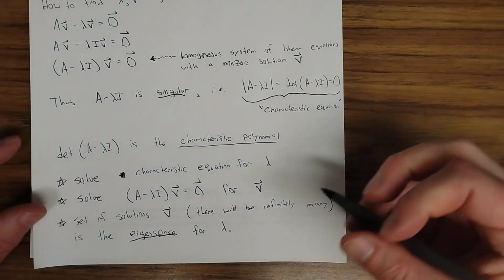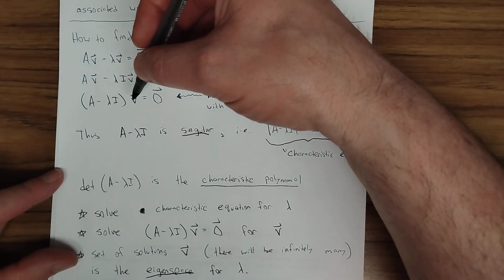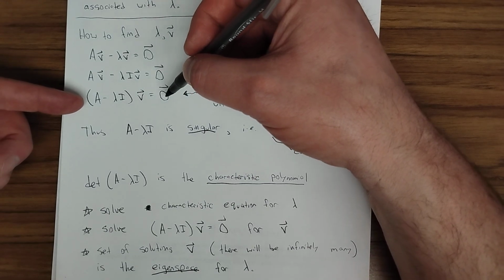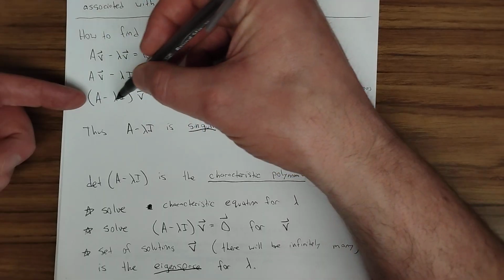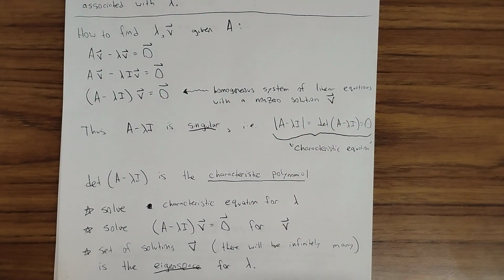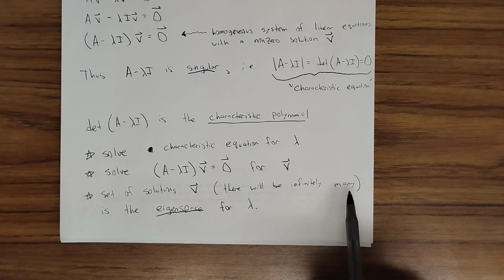And then once I know lambda, I go back to the line that does have a V in it because I want to solve for V. And I solve this linear system. And of course, this is going to have infinitely many solutions, like a homogeneous system. If it has even one non-zero solution, it's going to have infinitely many. So there's going to be infinitely many eigenvectors.